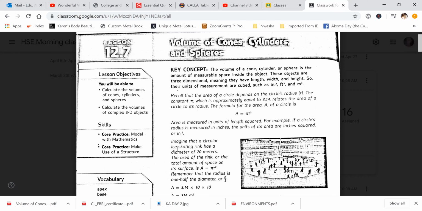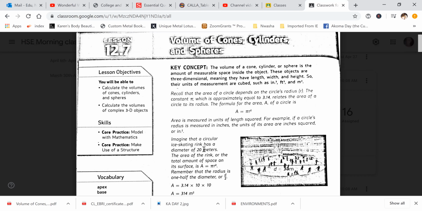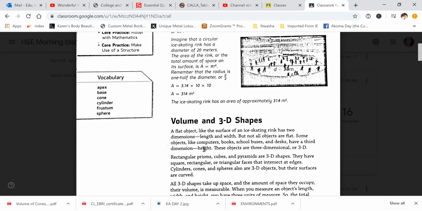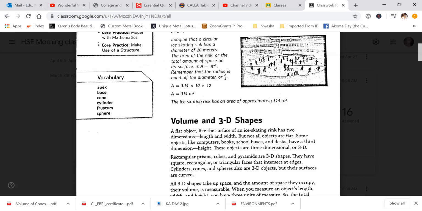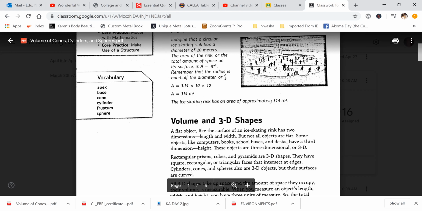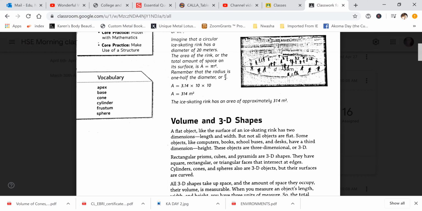Imagine that a circular ice skating rink has a diameter of 20 meters. The area of the rink, or the total amount of space on its surface, is A equals pi r squared. Remember that the radius is 1/2 the diameter, or diameter divided by 2. So this one is saying A equals 3.14. You can't really see it well, but in the picture, what they're showing you across the line of the skating rink is that D equals 20 meters. If you had this kind of picture, you have to remember to cut the diameter in half and say that the radius is only 10.